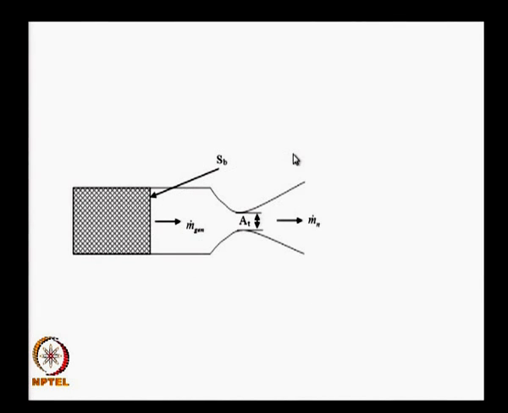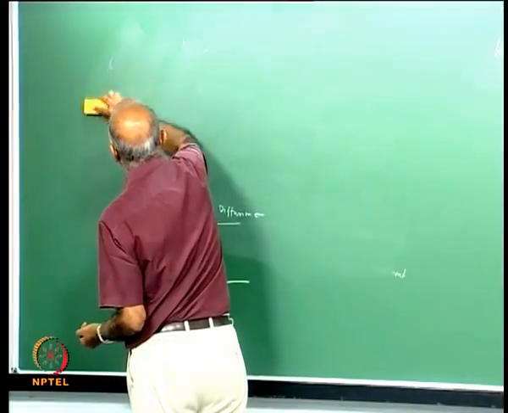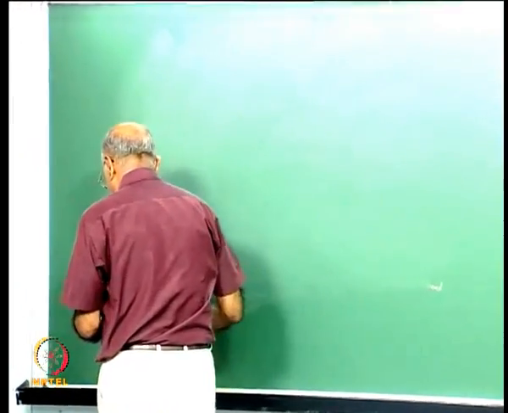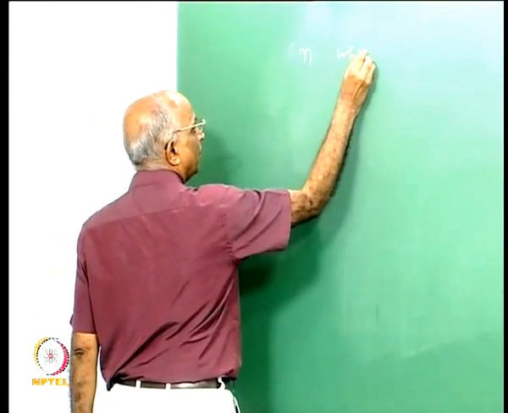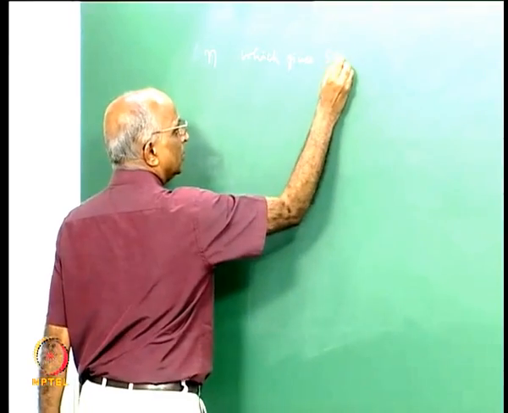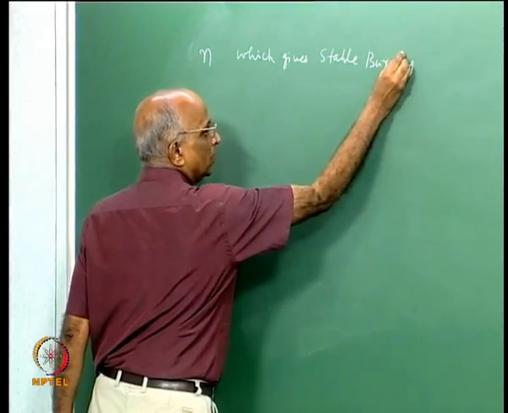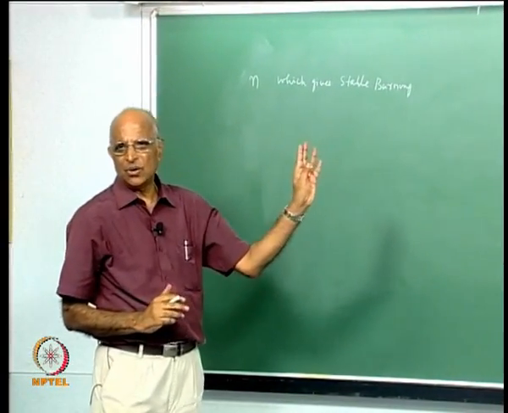I think this is about it, and now if this part is clear I can go to the choice of n, which is necessary for me to give the particular criterion of how I choose a propellant. What must be the value of n which gives me stable burning? Can I say I have understood the burning rate laws?